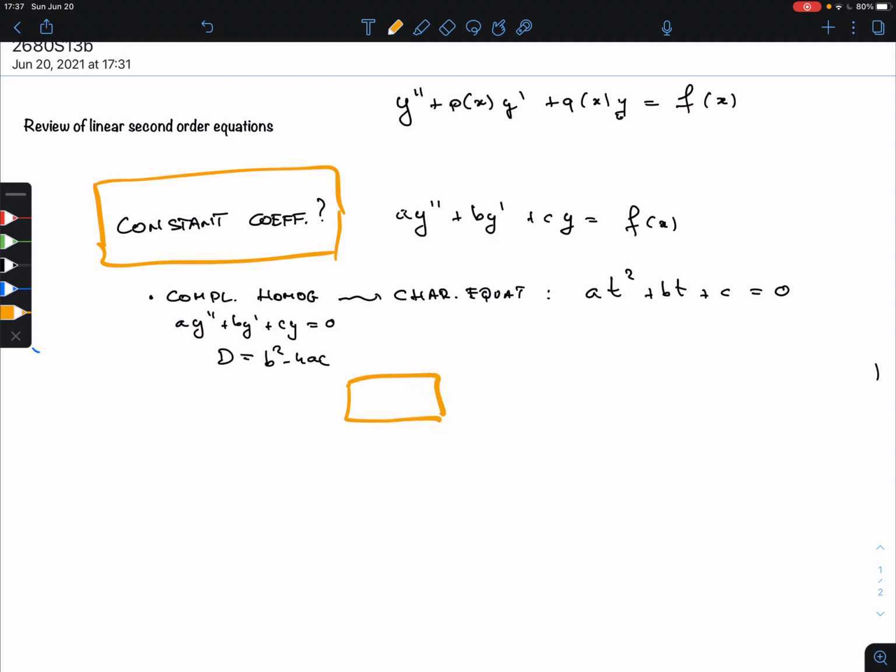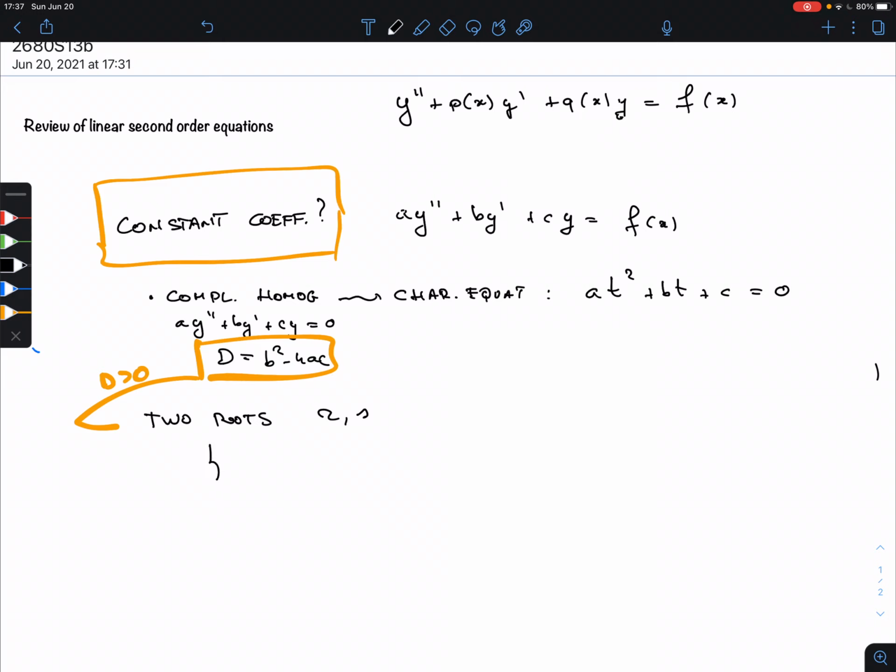So here is D. Okay, here's my D. I actually put it here, right? Okay, and so now the question is the three possibilities. Is D bigger than 0? In that case, we know that the roots are two roots, let's call them, I don't know, R and S. And so then a fundamental system of the homogeneous equation is e to the rx and e to the sx, where these are the two roots. The second option is that we have D equals 0.